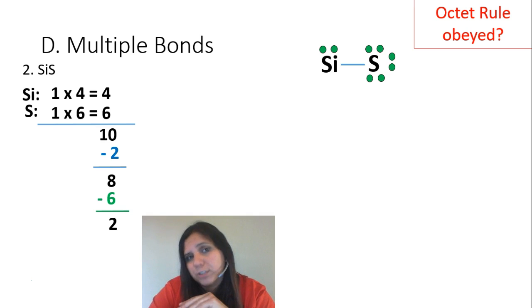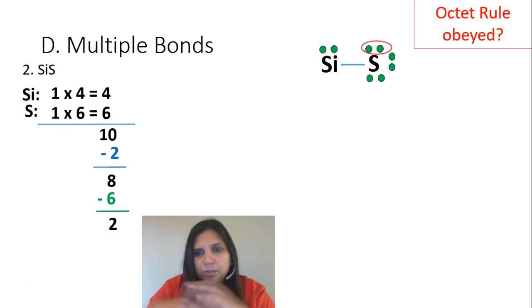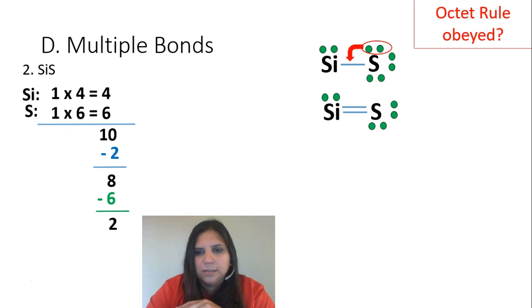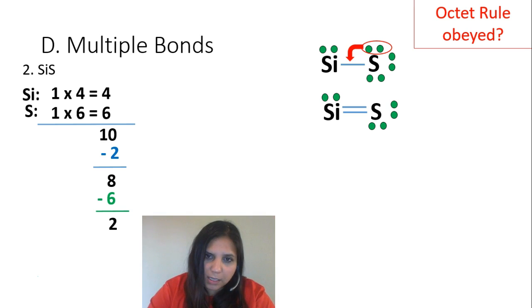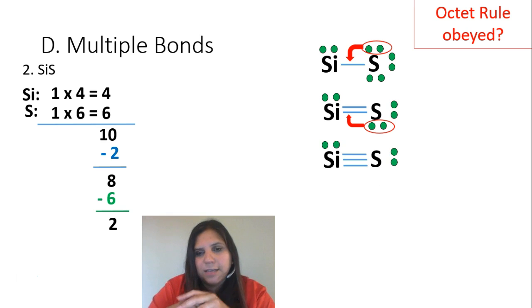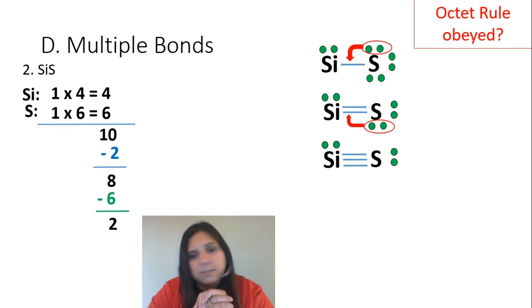So we're going to need to make sulfur share some more. So let's steal these 2. Let's see what that is. Sulfur's good still. Silicon, not yet. It only has 6. So let's steal 2 more. And now what we have is a triple bond between silicon and sulfur.